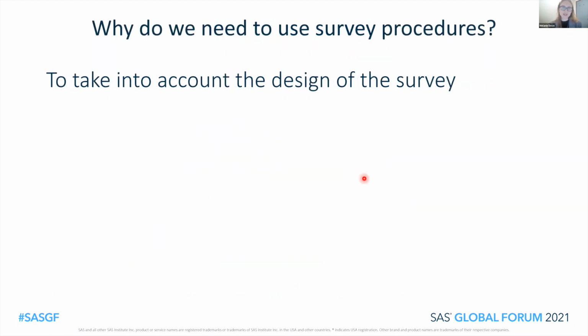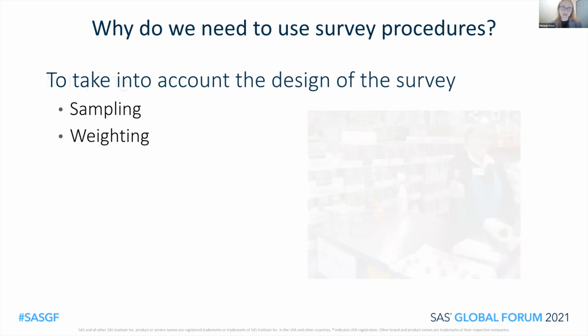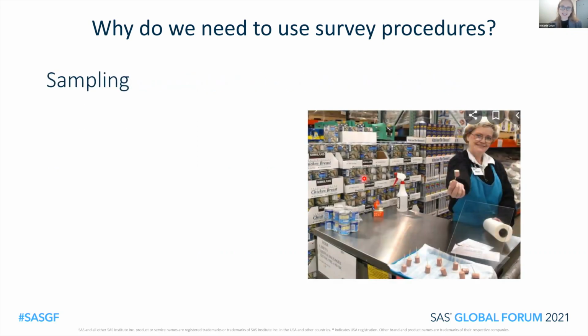So why do we need to use survey procedures to analyze our data? We need to take into account the design of the survey. This includes the sampling and the weighting. And first we'll talk about the sampling. And sampling does not mean getting free food at Costco.